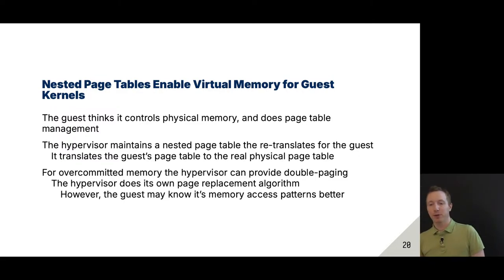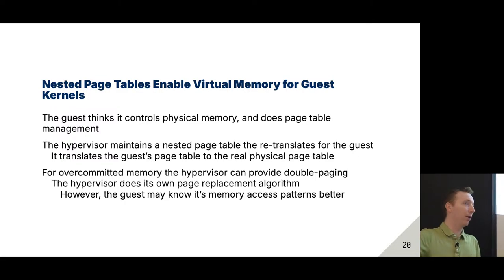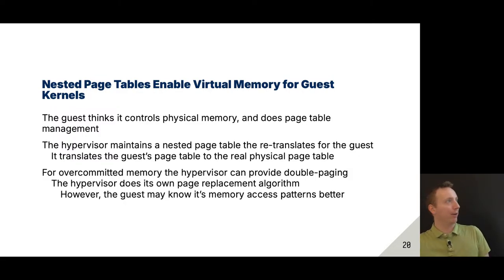So in order to translate a virtual address on the virtual machine, it's going to have to translate that process's virtual address to what the kernel of the virtual machine thinks is a physical address. Then the hypervisor is going to translate that physical address, which isn't really a physical address, it's a virtual address for that virtual machine, and translate that to an actual physical address. So we would have, in this case, a nested page table.